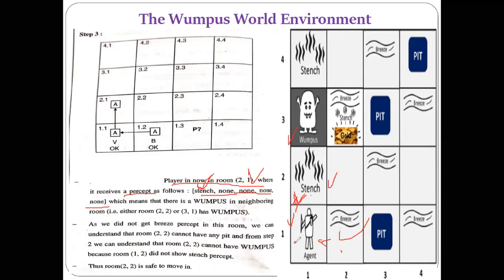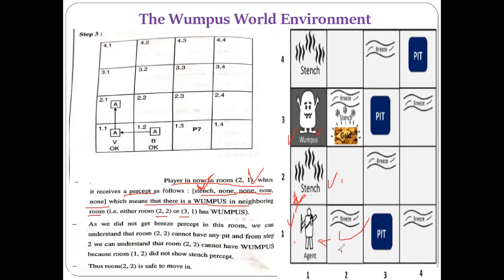Understood. So as a stench is coming, the agent perceives that, here I have mentioned, as a stench, which means that there might be a wumpus in the neighboring rooms. There might be what? Wumpus in the neighboring rooms. Now, which neighboring rooms? This one, 2-2, correct? This room or room 3-1, this one.